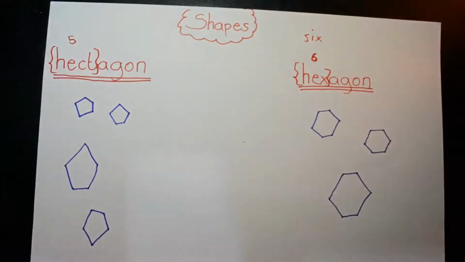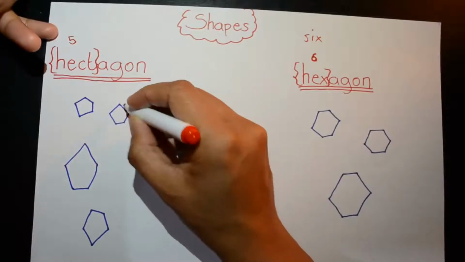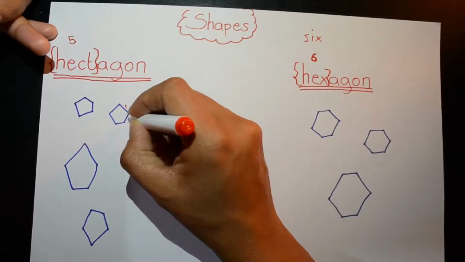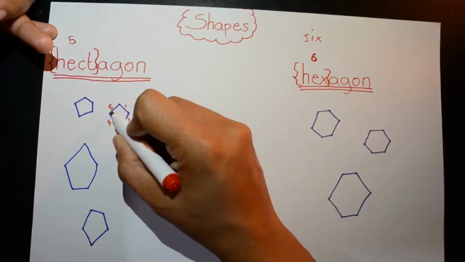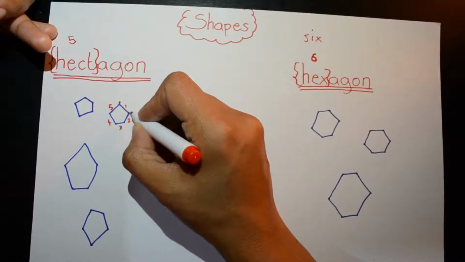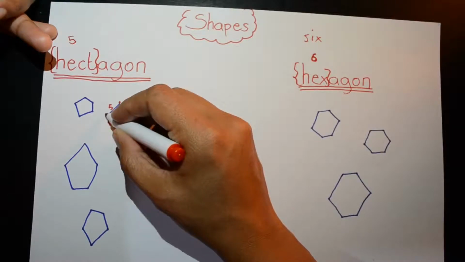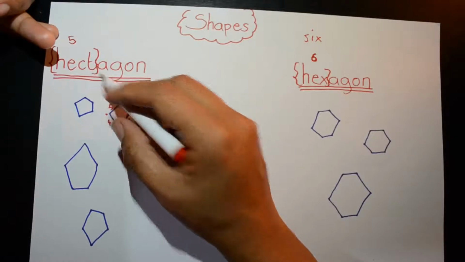So when I draw my 5 sides, let's just look at these shapes. We're gonna count them. So that is 1, 2, 3, 4, 5 sides. Okay, and let's count the points. There's 1, 2, 3, 4, 5 points, or 5 corners. Okay, so that's a hectagon.